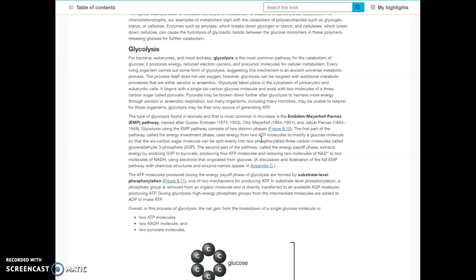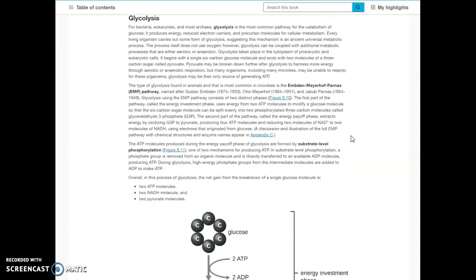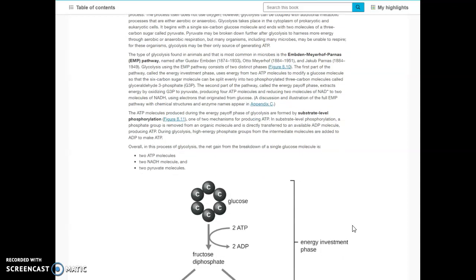We're going to see other processes in the cellular metabolism or cellular respiration pathway that do require oxygen, but this first step, glycolysis, does not. Glycolysis is going to take place in the cytoplasm of both prokaryotic and eukaryotic cells. And we're going to take this 6-carbon glucose, and we're going to end up with 2 molecules of a specific 3-carbon sugar called pyruvate. Okay, so we're going to take glucose, we're going to end up with pyruvate.